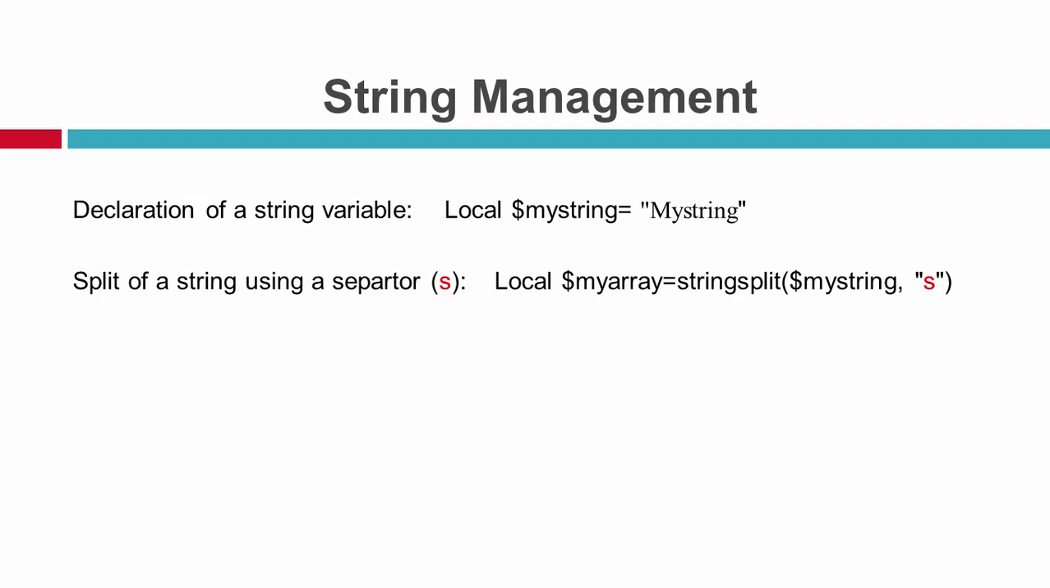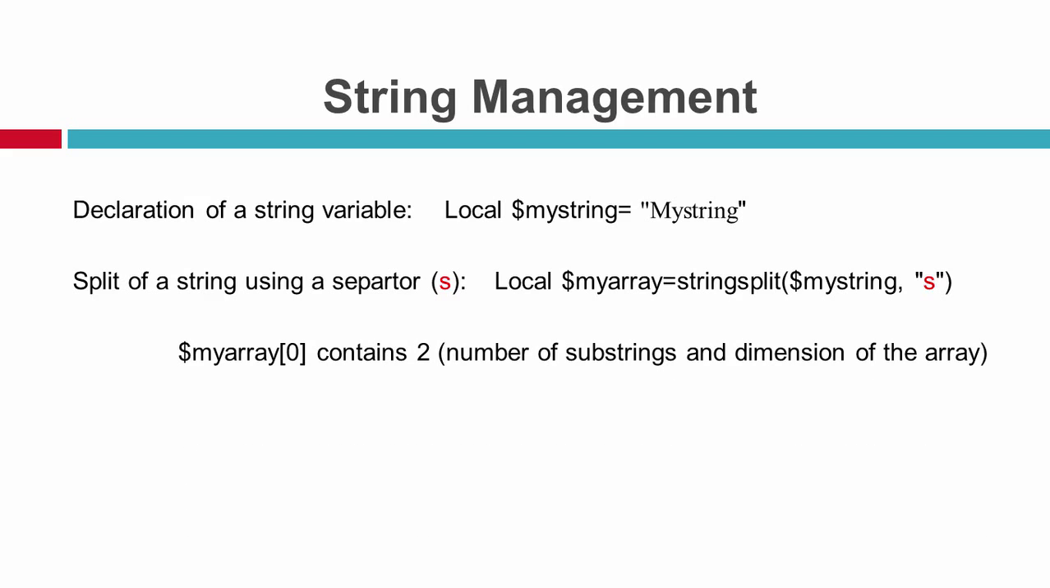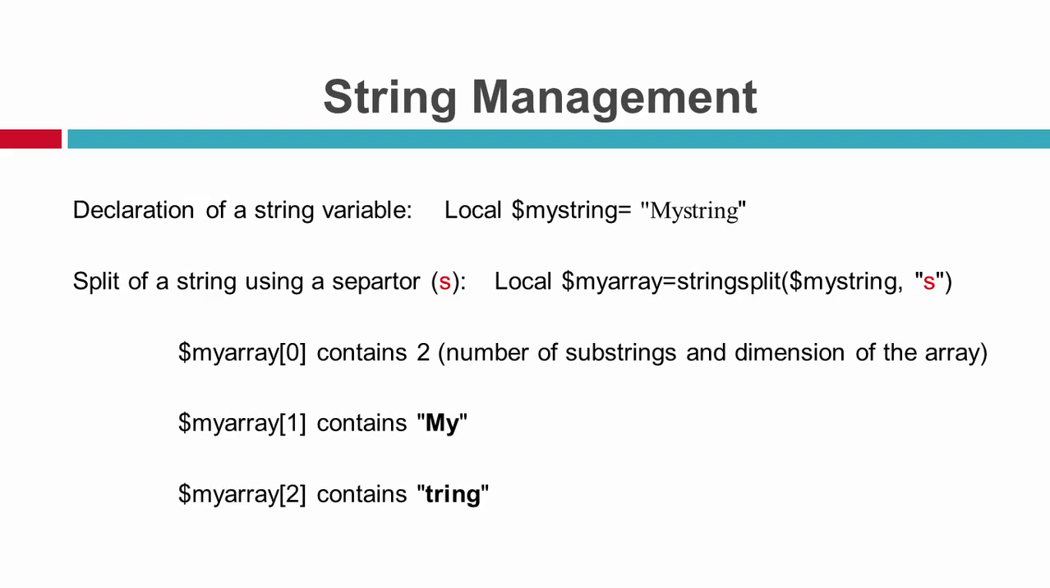which will have as its members: myArray[0], the number of substrings, and also the dimension of the array. myArray[1] will contain "my", and myArray[2] will contain "string".